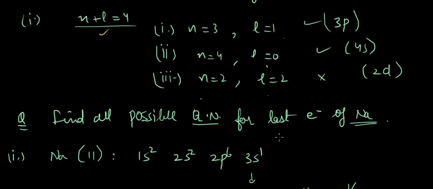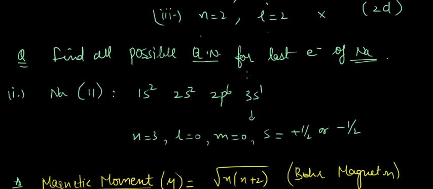So now in the next question you have to find all possible quantum numbers for the last electron of sodium metal. Sodium has an atomic number of 11. You can fill in the configuration as 1s2, 2s2, 2p6 and 3s1. Total number of electrons: 2 plus 2 plus 6 is 10, 10 plus 1 is 11. So for the last electron, which is entering the s orbital, n is 3, l is 0, m is 0, s can be either plus half or minus half. These are all the possible quantum numbers for the last electron of sodium metal.